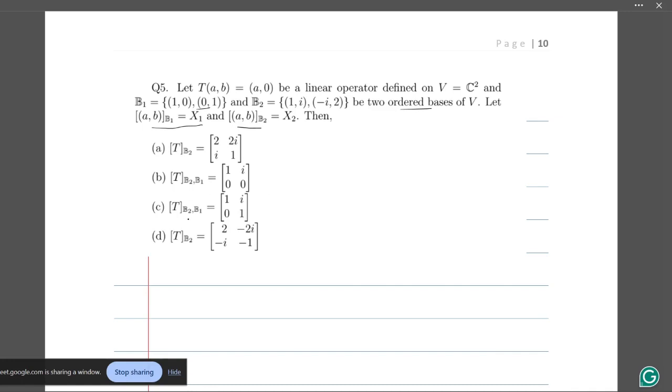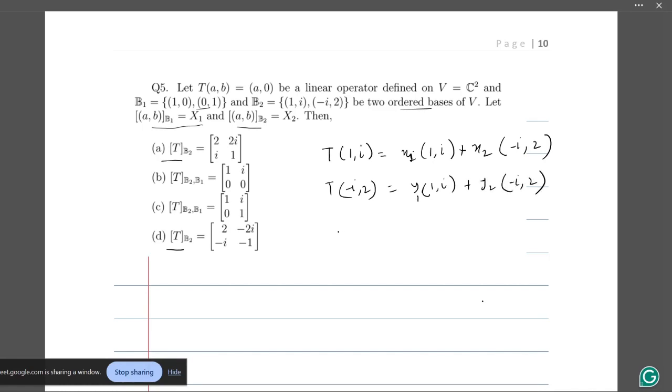Let's see. First of all, we want to calculate T with respect to B2, because the question is asked about it. So we will check this: (1, i). What is X1? For X1: X1 times (1, i) plus X2 times (-i, 2), and T of (-i, 2) is equal to Y1 times (1, i) plus Y2 times (-i, 2). So your matrix representation of T with respect to B2 is nothing but this: X1, X2 is your first column and Y1, Y2 is the second column.